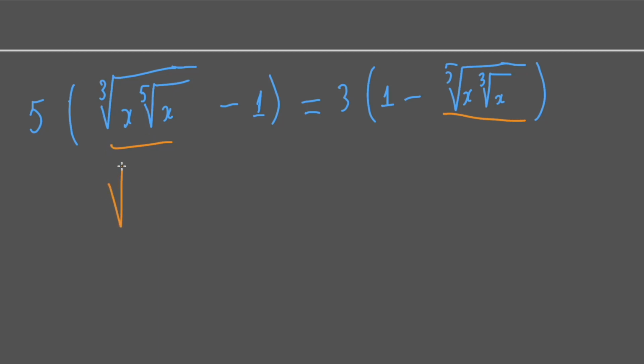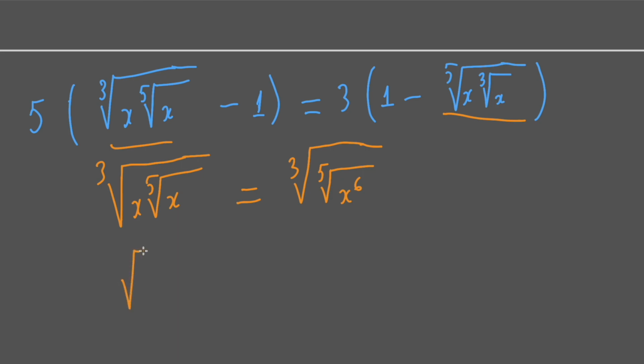In this case, the third root of x multiplied by the fifth root of x will be equal to the third root of the fifth root of x to the power of 6. And for the second nesting radical, the fifth root of x multiplied by the third root of x equals the fifth root of the third root of x to the power of 4.